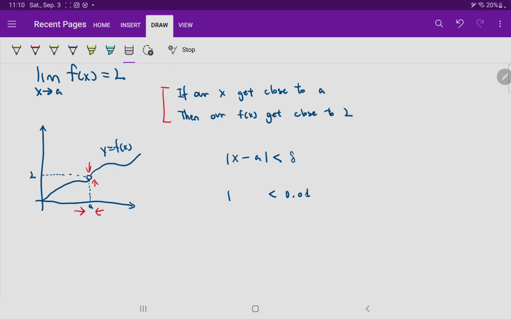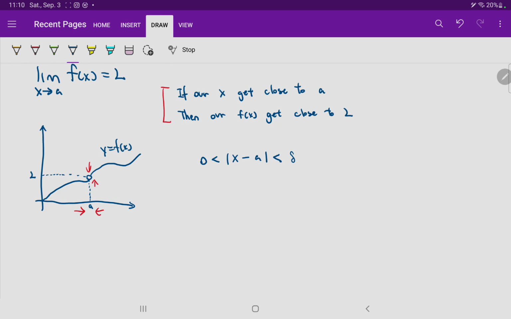So we use delta here to represent a small quantity, right? And then another thing we have to make sure of is that our distance between x and a is always bigger than 0. So we add that to our inequality right here. What does that mean, right?